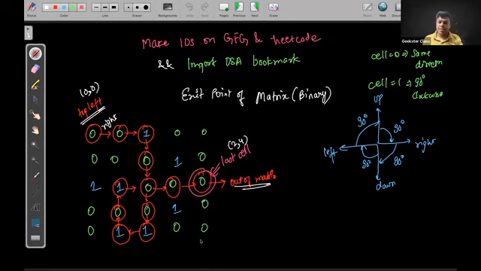If anyone thinks there can never exist an exit point, give me a matrix, give me an example. Give me an example in which an exit point will never be found.